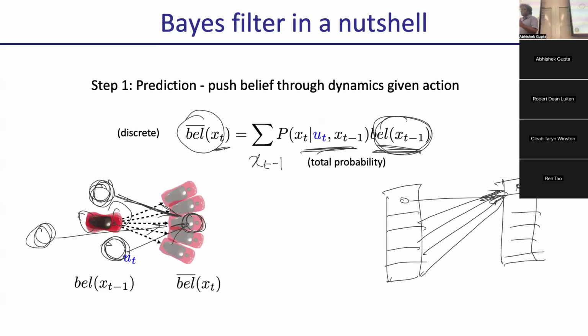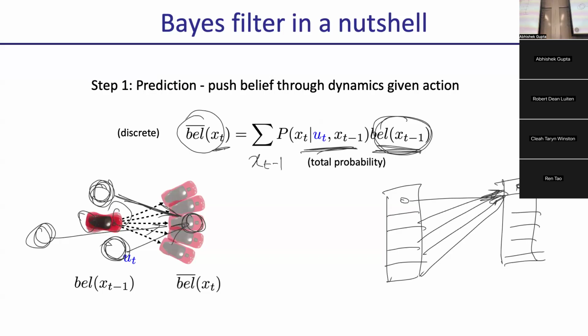One thing that becomes really hard is, as your state becomes continuous, you have to integrate over all xt minus 1. That's hard. We're going to make that easier, but that's hard. Good question. But does this intuitively make sense?